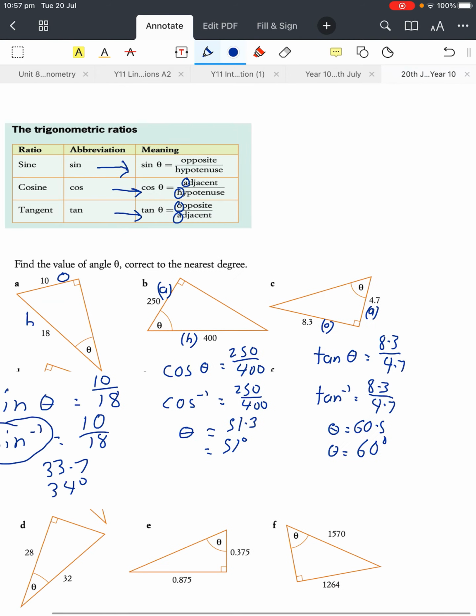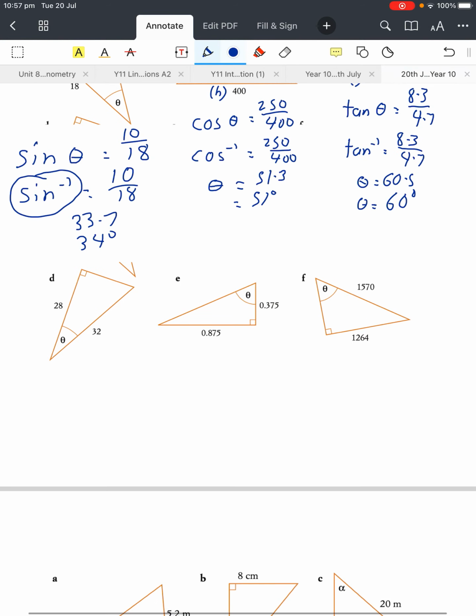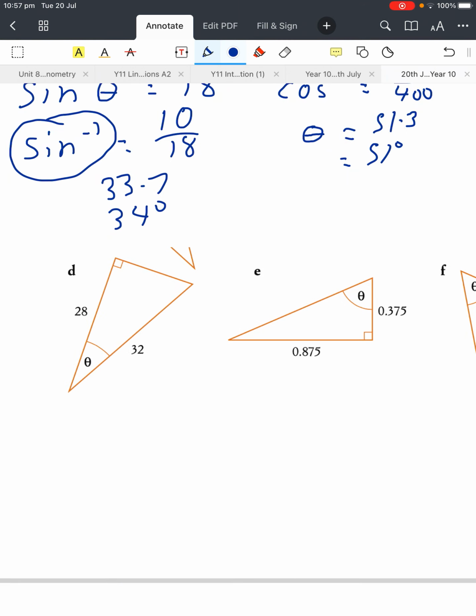It is 60 degrees to the nearest degree. Okay, so I'll just keep going. It'd be good if you can try one of these yourself. Maybe stop the recording now and try to work out: is this question D a sine, cos or tan question? So maybe pause it, have a think, work it out.